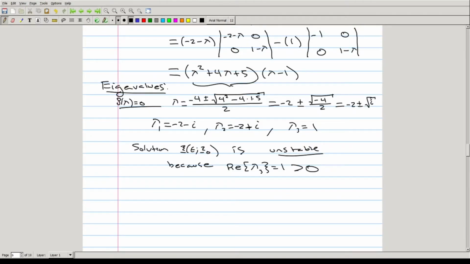Oops, and I just realized I have a slight typo here. This shouldn't be the square root of I, this should just be I itself. Because the square root of negative 4 is 2 times I, divided by 2 is 1. This should just be I. Sorry about that.